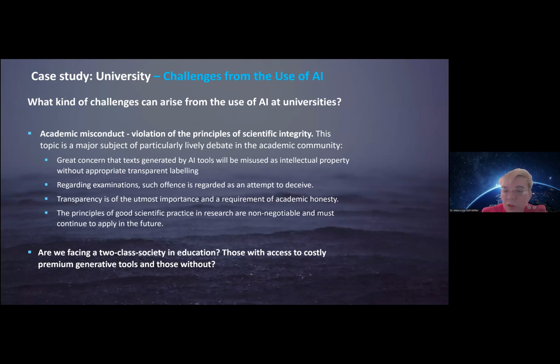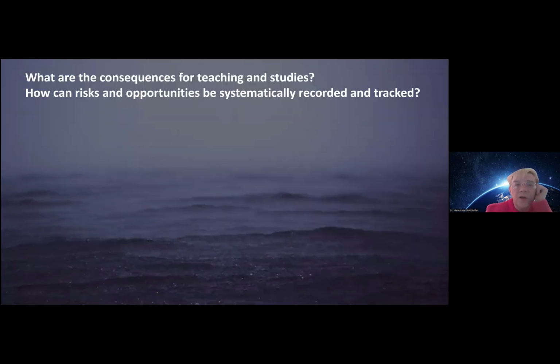There's another point I would like to look at. Maybe we are facing a two-class society in education. Those with access to costly premium generative tools like ChatGPT 4.0, 5.0, and so on, and those without. Maybe. So what are the consequences for teaching and studies? And what we may ask ourselves is, how can these risks and opportunities be systematically recorded and tracked? The emphasis is on systematically, because there are so many things we have to think about, but how can it be done in a proper and guided way?